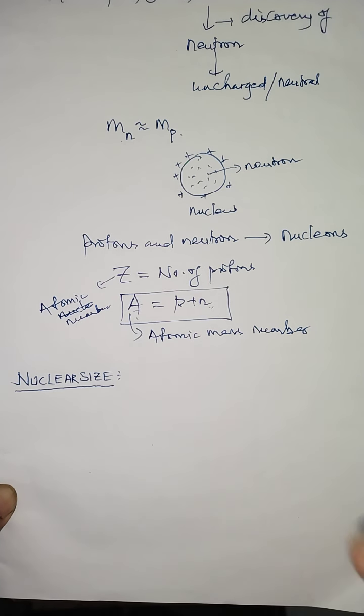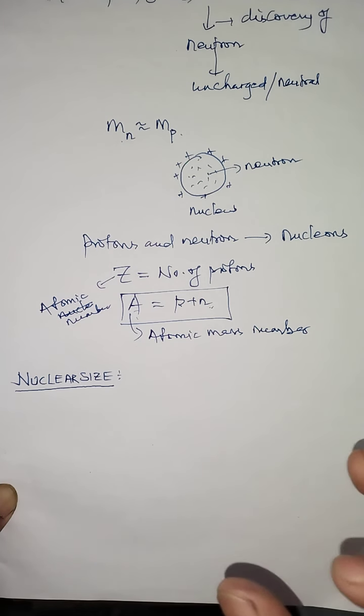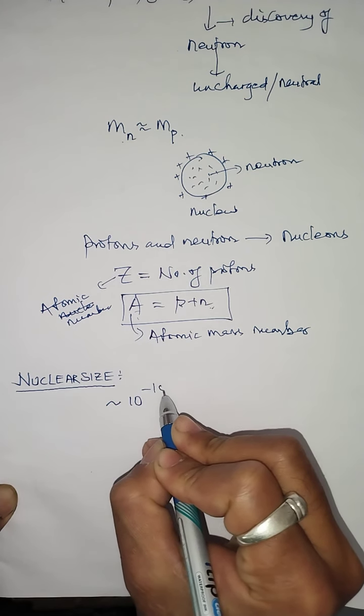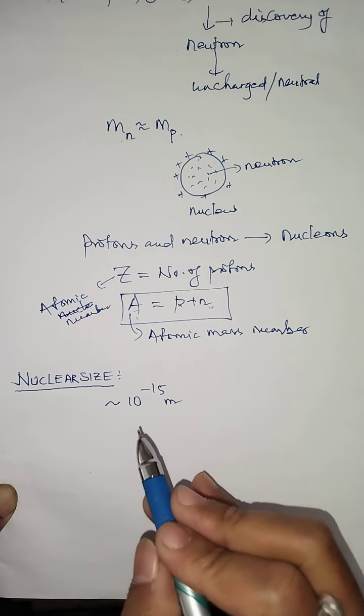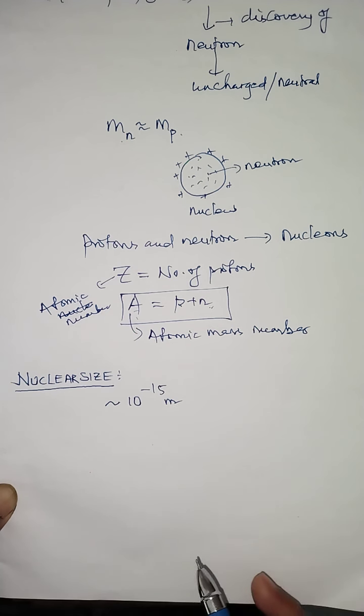That's why Rutherford's alpha particle scattering experiment by a thin metallic foil provided a rough estimate of the size of the atomic nucleus. And that rough estimate of the size is nearly 10 to the power minus 15 meters. I told you in the last video also. This is the rough estimate of the size of the atomic nucleus.